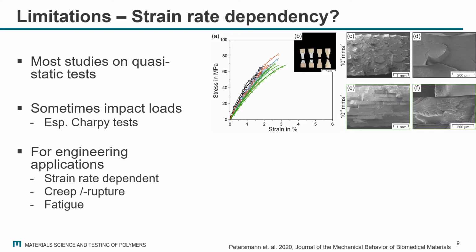because they can be quite significant for some materials and not so much for others. For example, shown here for strain rate dependent testing between 10 to the power of -3 to 10 to the power of 3 millimeters per second.